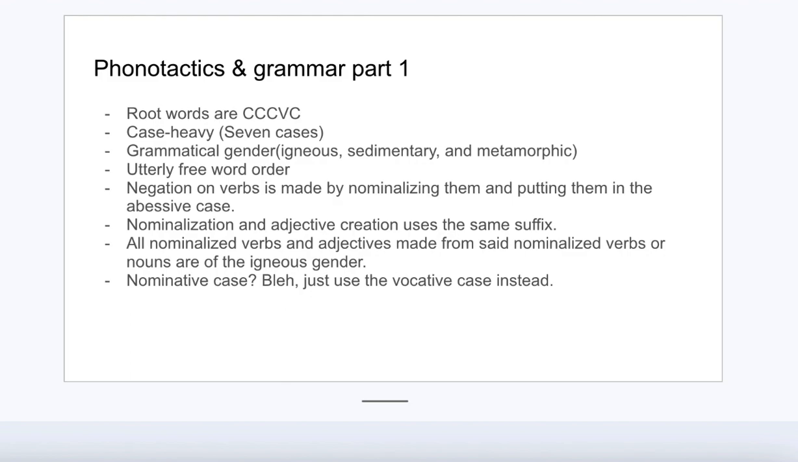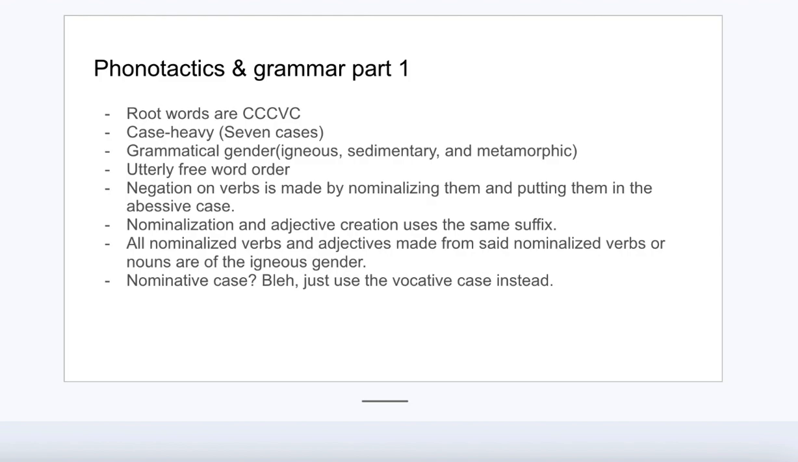Phonotactics and Grammar Part 1. Root words are CCCVC. Case heavy. It is 7 cases. Grammatical gender. There are 3 grammatical genders, which are igneous, sedimentary, and metamorphic. Utterly free word order.